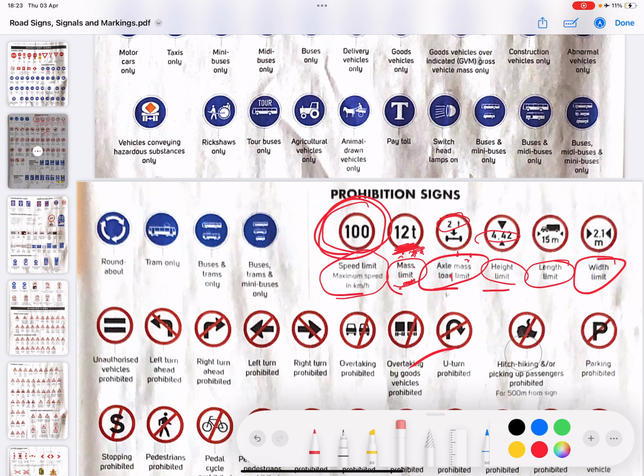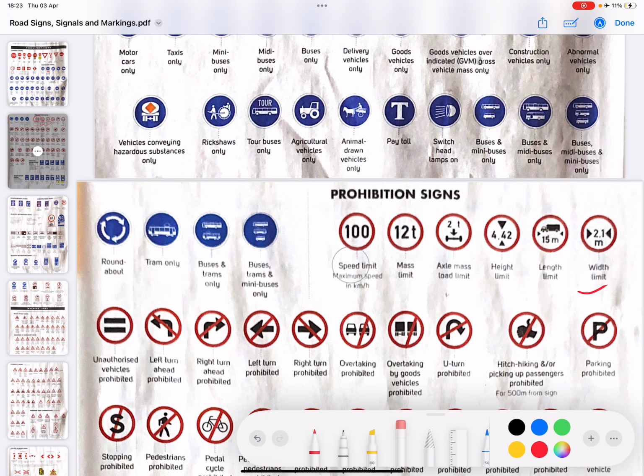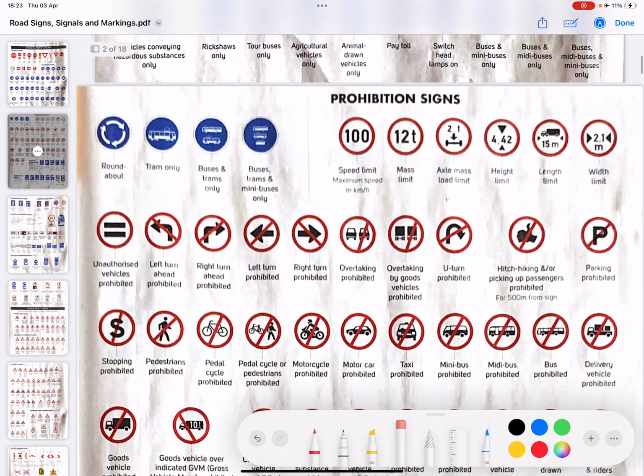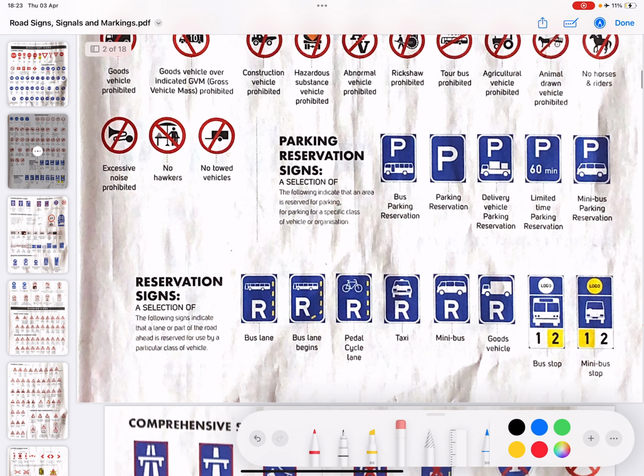All right, so that's it about the prohibition signs. But what I need you to remember is that it's circled with red and it's written in black. Sometimes it will have a stripe like this one. You see, sometimes it will just be circled with red like that. Okay? And then you come to the reservation sign.